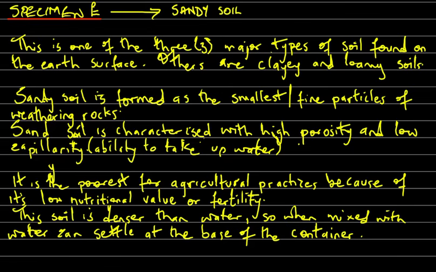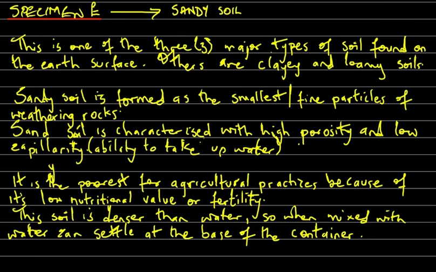Sandy soil is characterized by high porosity and low capillarity. That is, it has little or no ability to take up water; that is what capillarity is talking about, the ability to take up water. So it has low capillarity, and it is also very highly porous, that is, it drains water easily. Now, it is the poorest for agricultural practice because of its low nutritional value or fertility.